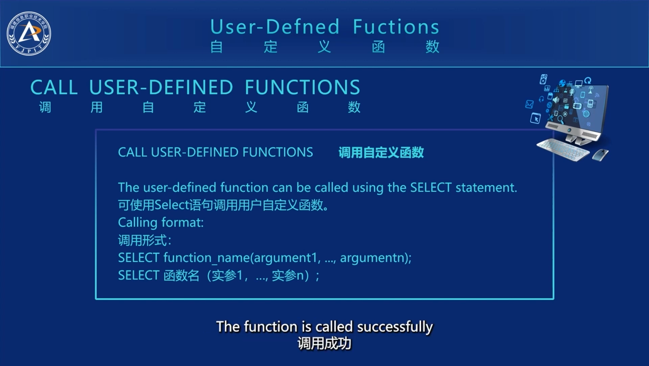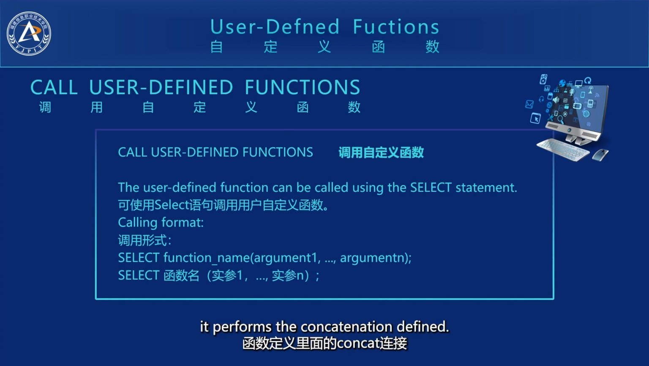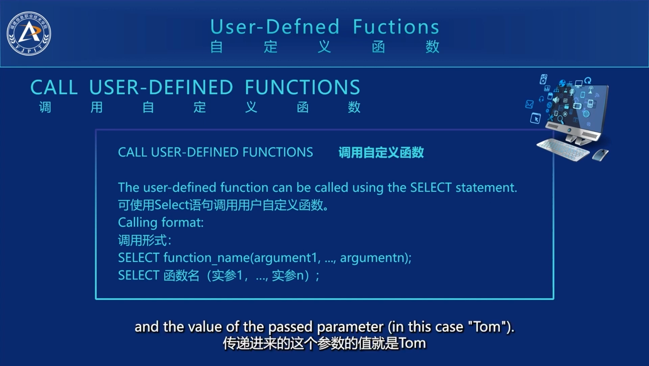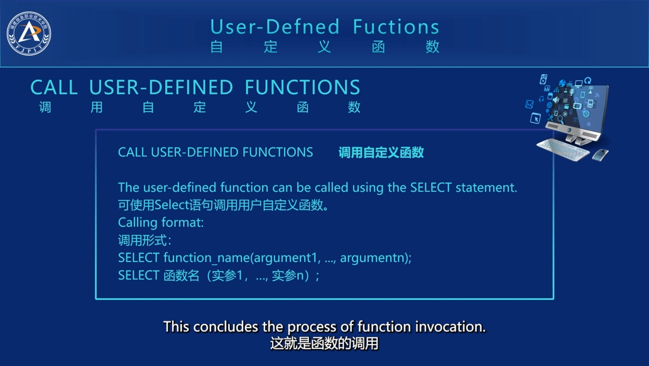The function is called successfully, and the output result is goodbye Tom. In essence, it performs the concatenation defined in the function with goodbye, and the value of the passed parameter, in this case, Tom. Therefore, the output is goodbye Tom. This concludes the process of function invocation.